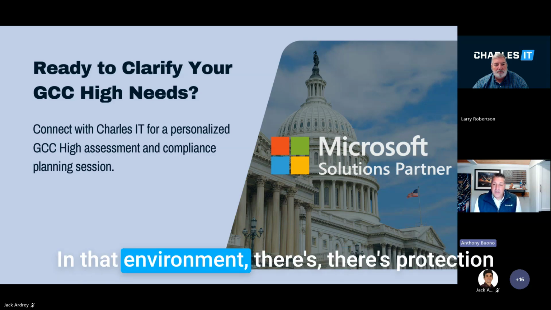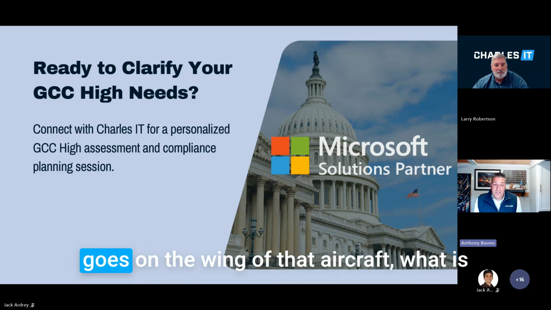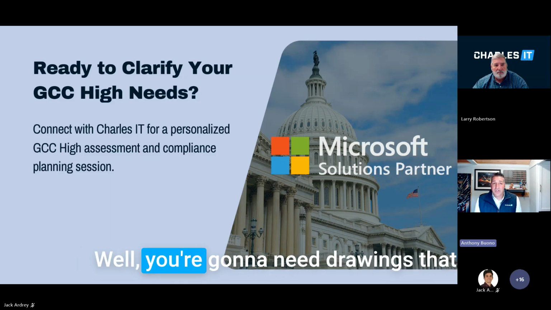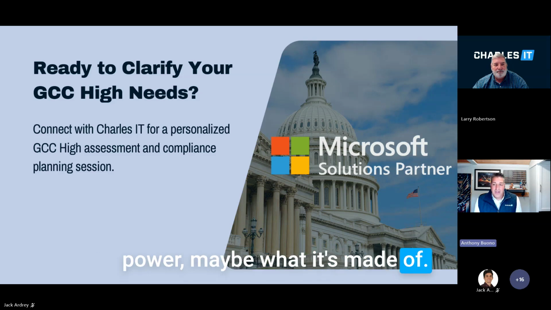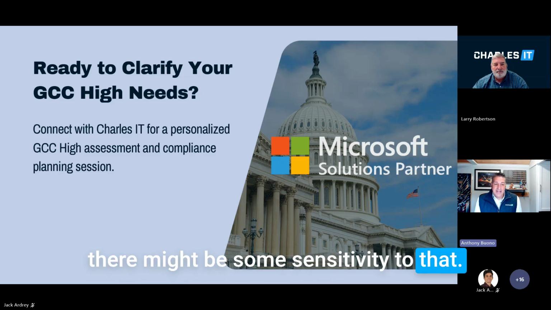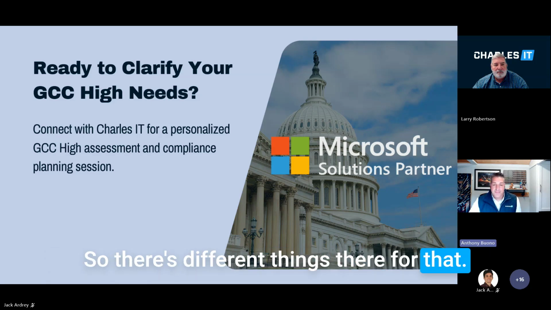In that environment, there are protection statuses in regards to the technical data. Let's say you're building a part that goes on the wing of that aircraft. What do you need as specifics for that? Well, you're going to need drawings that show you the size, dimension, weight, power, maybe what it's made of. There might be some sensitivity to that. That's why it would be an ITAR data restriction. So there are different things there.